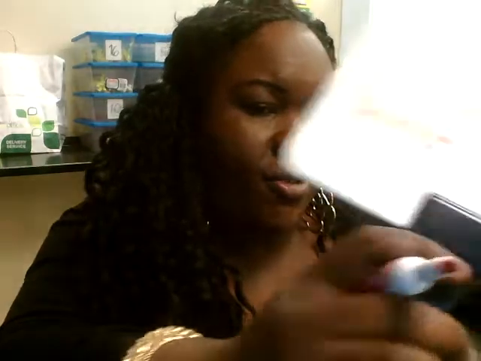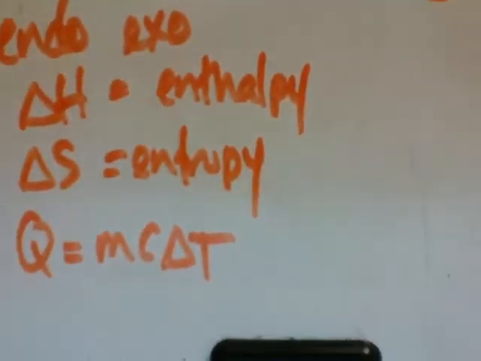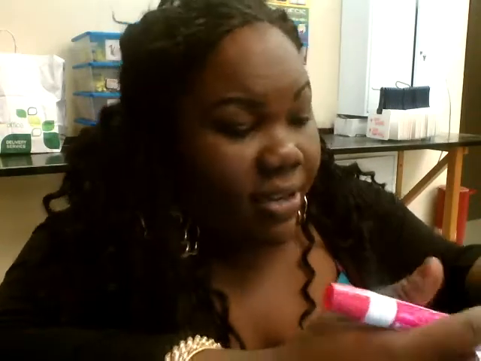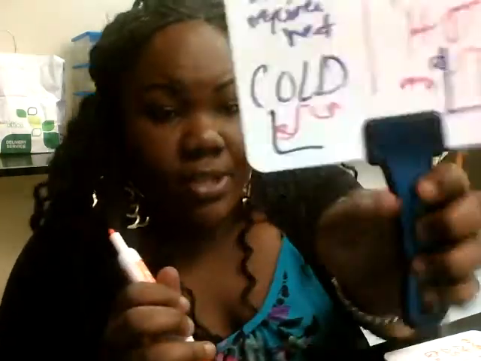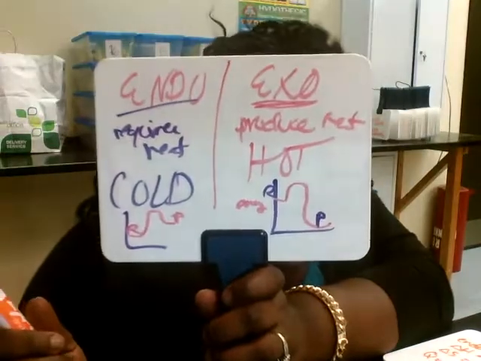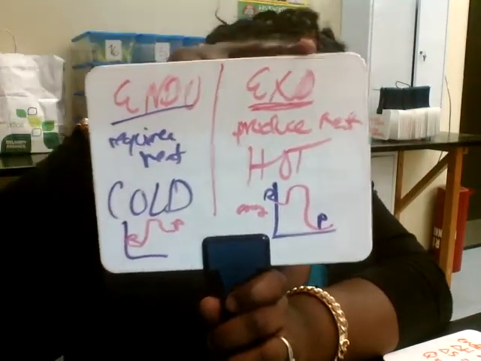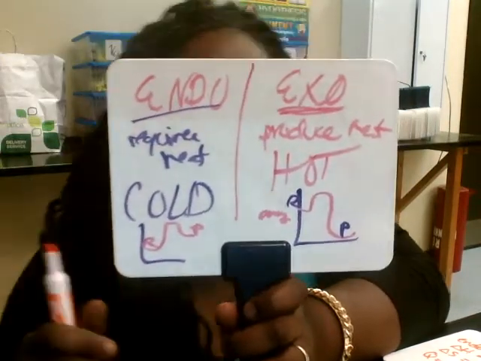Now, there's something called enthalpy. Do you see it up here? Look. Enthalpy stands for delta H. That is the name we give for the heat either produced or released. Now, which one is exo going to do? Is exo going to produce heat or is exo going to release heat? Exo is going to produce heat.